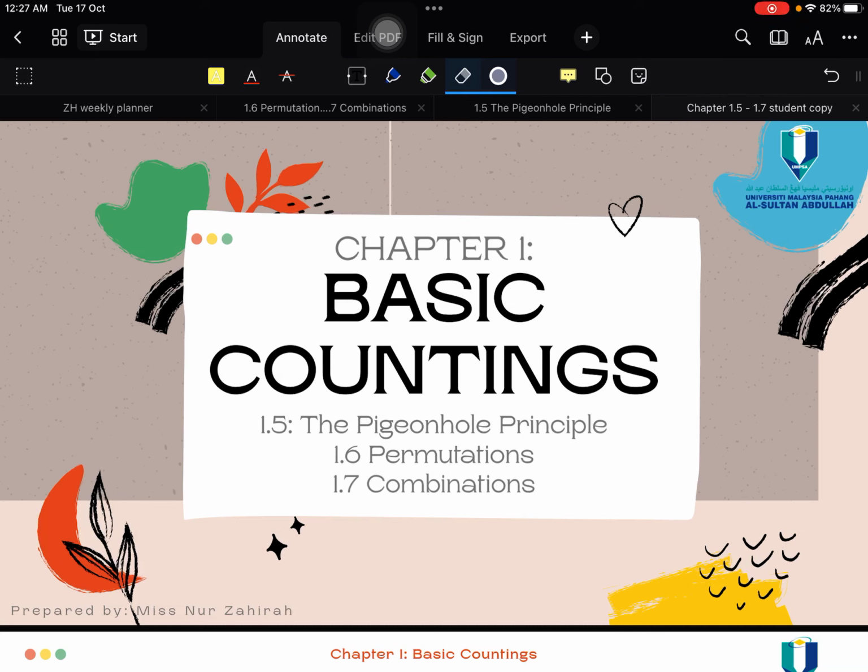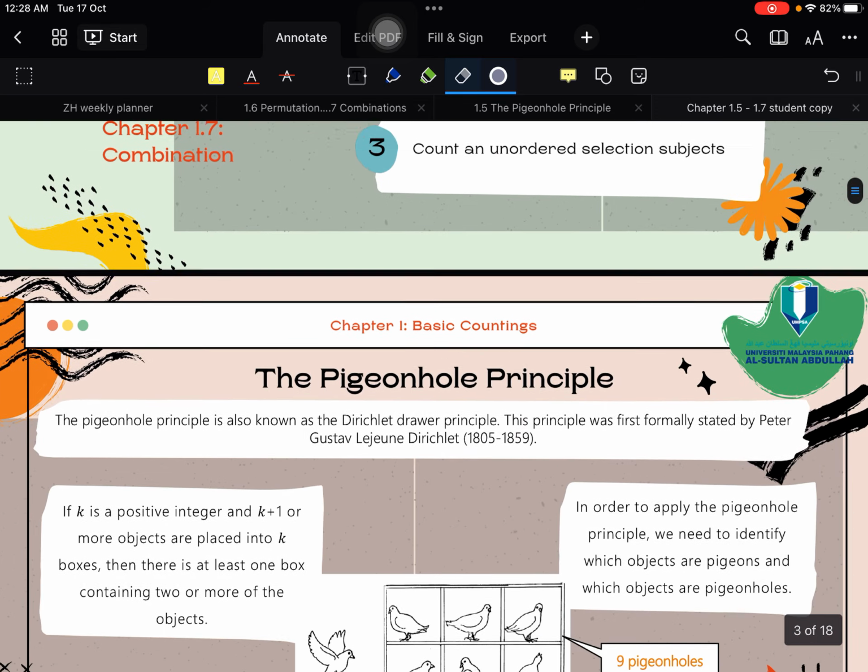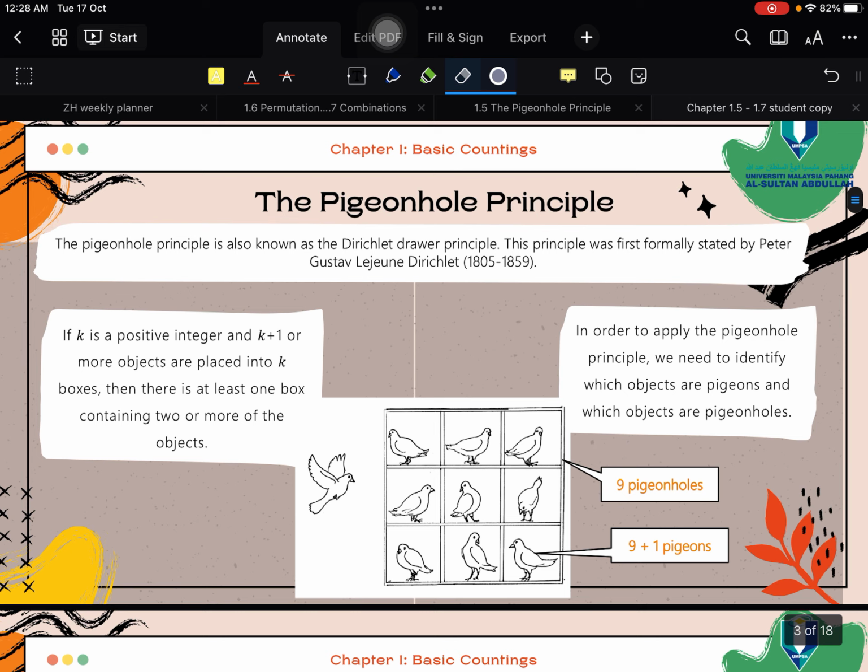Hi, in this video, I am going to explain topic 1.5, which is the pigeonhole principle. This principle talks about the situation in which you are trying to place a number of objects into a number of boxes. For example here, the objects are pigeons and the boxes are the pigeonholes. Can you see this? In this picture we have 9 pigeonholes, 9 boxes.